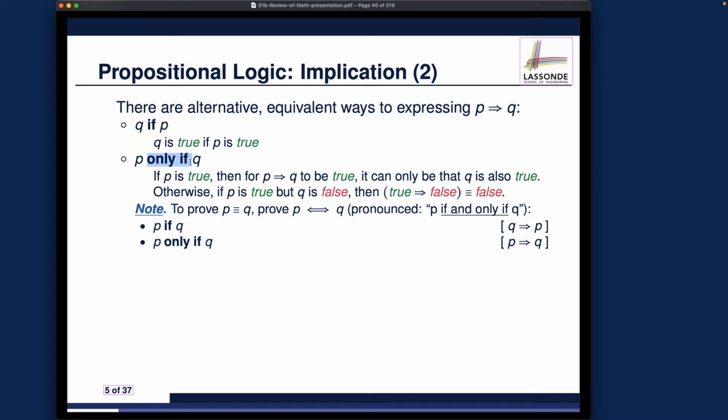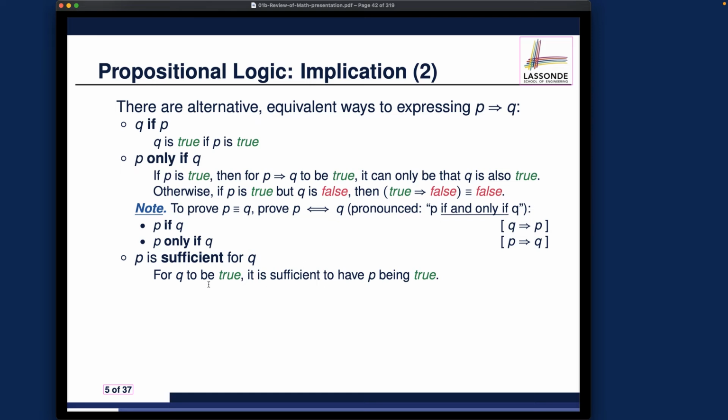Okay, let's move on. The third alternative, which would be P is sufficient for Q. This is rather simple. We're saying that in order for Q to be true, it would be sufficient for P to be true, right? Because P implies Q. For Q to be true, it's sufficient to prove that P is true, because otherwise the implication will be false.